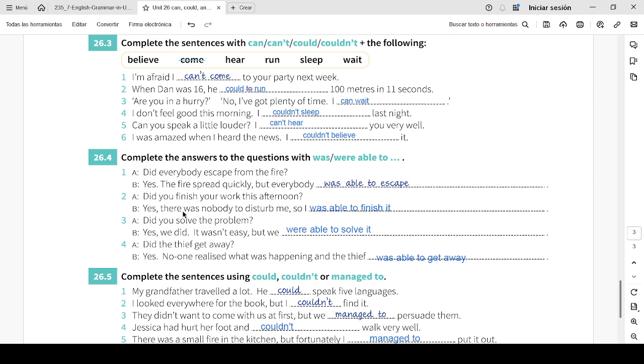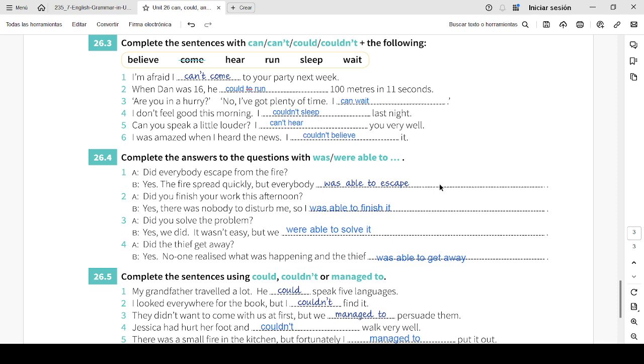Did you solve the problem? Yes, we did. It wasn't easy, but we were able to solve it. Did the thief get away? Yes. No one realized what was happening and the thief was able to get away.